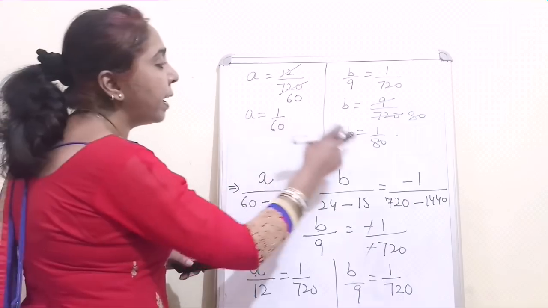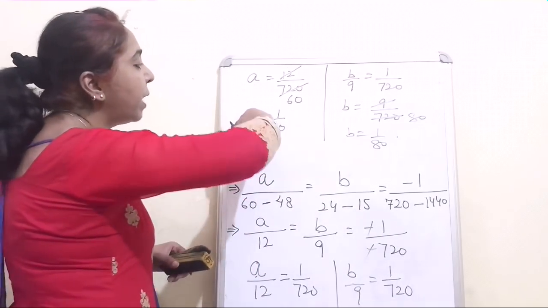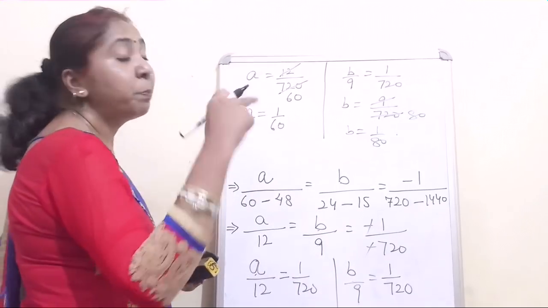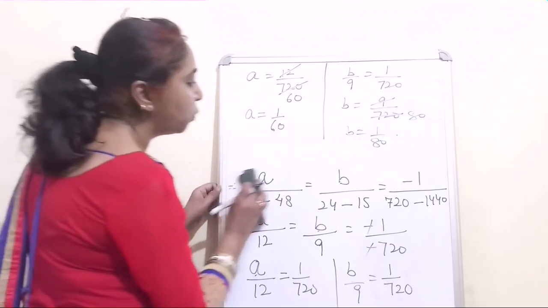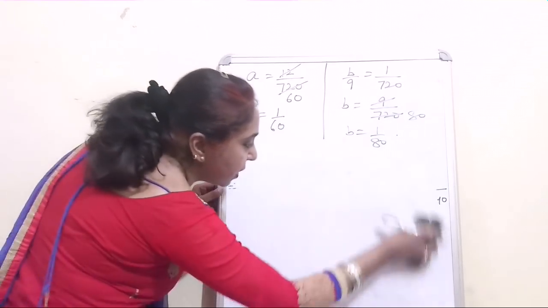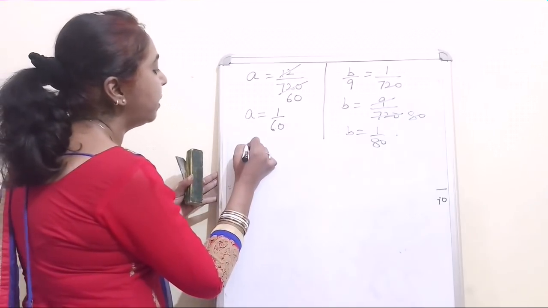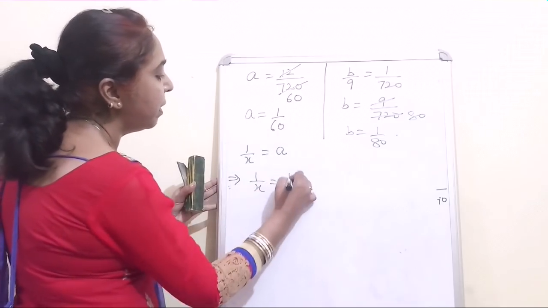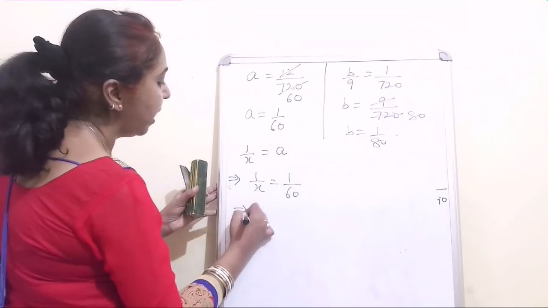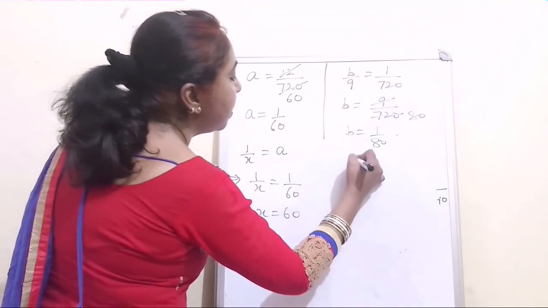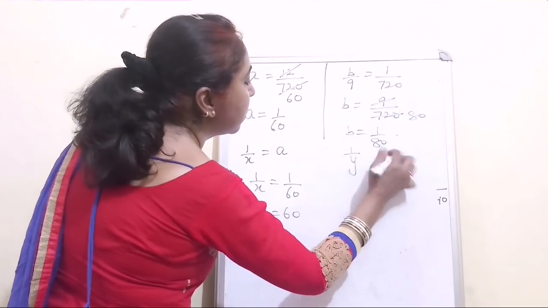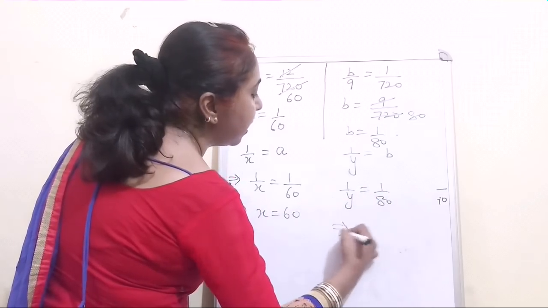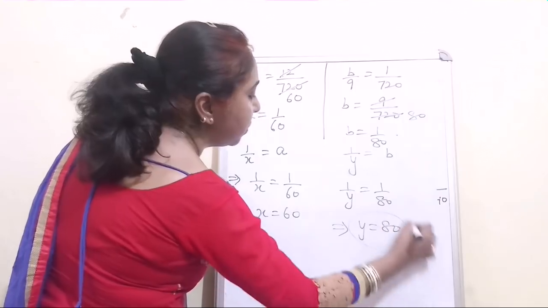And we have the values of A and B here. So we have to convert the values of A and B into x and y, so that we'll get the values of the speed of train as well as bus. So just one more step is there. As we know that 1 by x was A, put the value of A here, 1 by 60, cross it, and you get x equal to 60. Similarly, 1 by y was B, that means 1 by y is 1 by 80, and this implies y equal to 80.